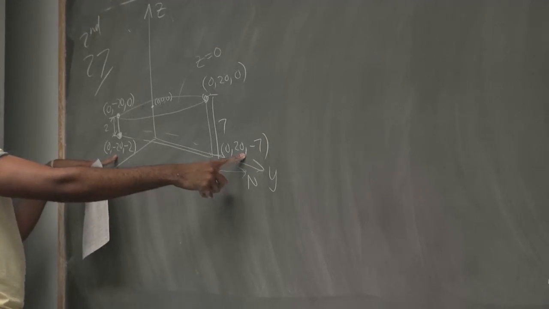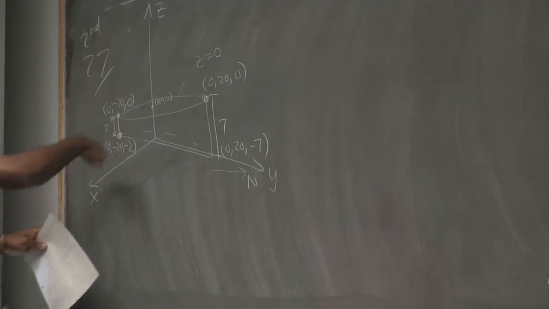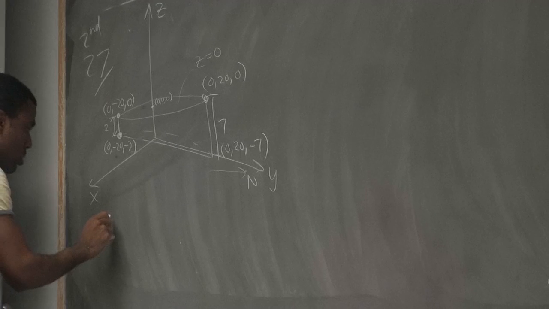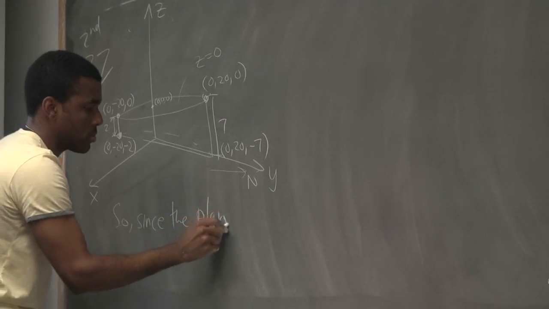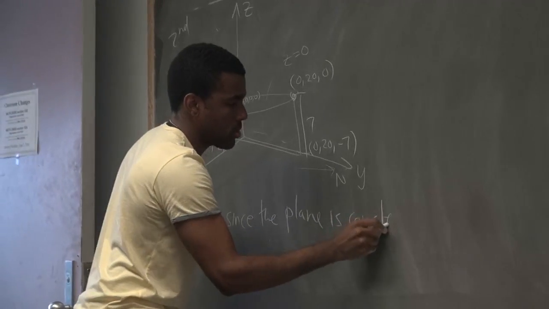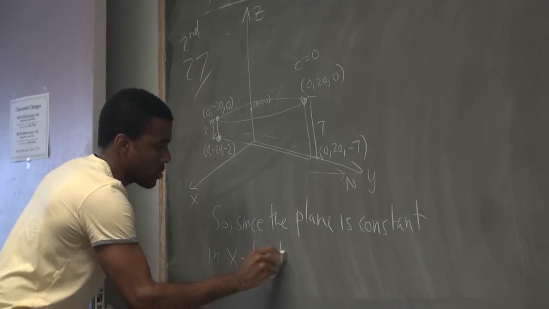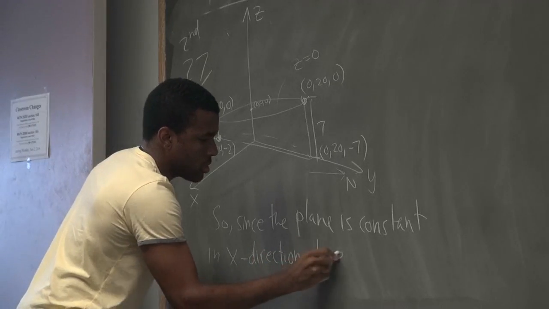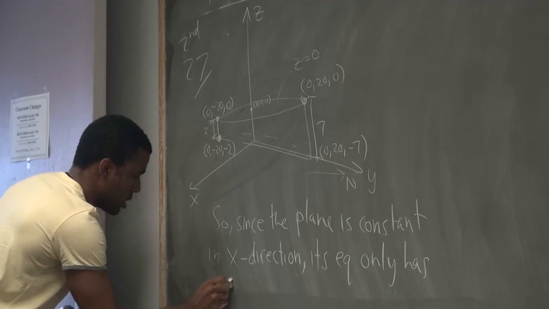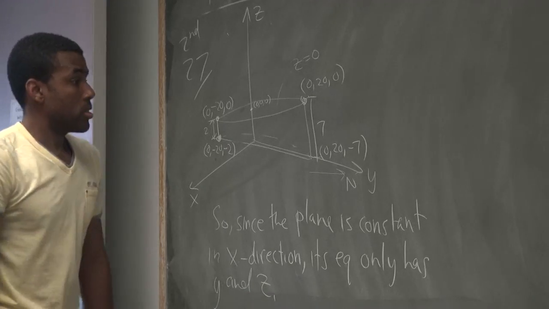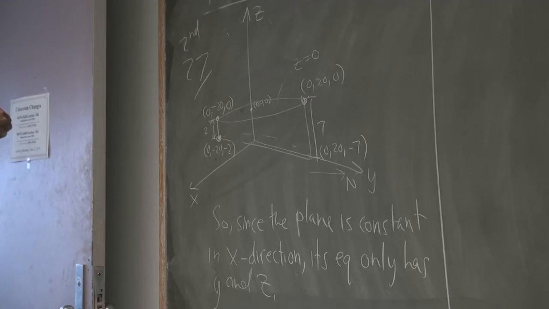But I know that the x is constant, so my plane only has y and z in it. Because it says it's constant from the east-west direction. So along the x, it's not moving. Since the plane is constant in x direction, its equation only has y and z. So now I just have to find the equation of a line in y and z, and that would be good enough.